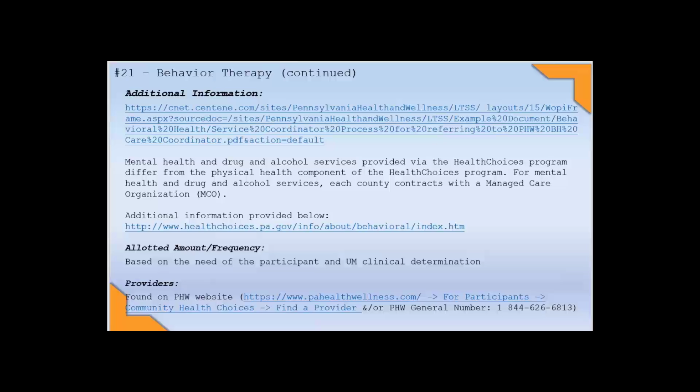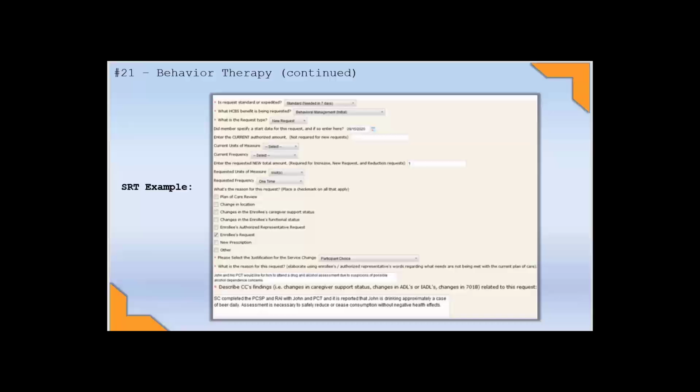So for this topic, I have a lot of links to other additional information where you could find some more information. We have also notes about the mental health and drug and alcohol services provided via the Health Choices program differ from the physical health component of the Health Choices program. So I think that this was as a result of a question that was asked, and when going through this guide here, you will see the Health Choices information. So this is just a little note from when you go through this Health Choices program. I'm not going to pull it up today just for time's sake, but you do have this to refer back to. And then our SRT example.